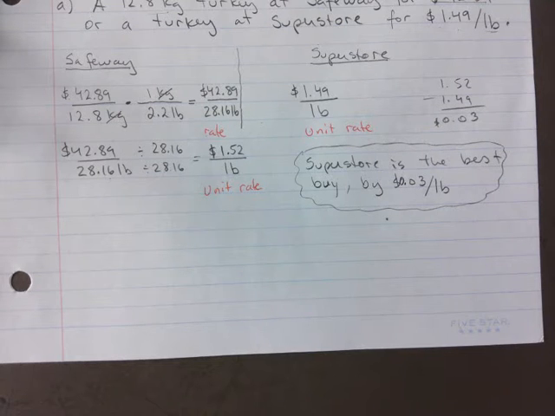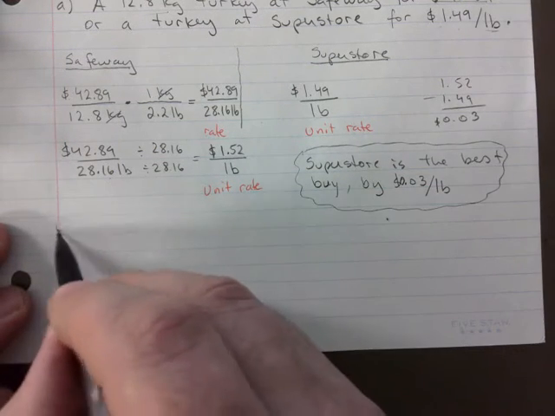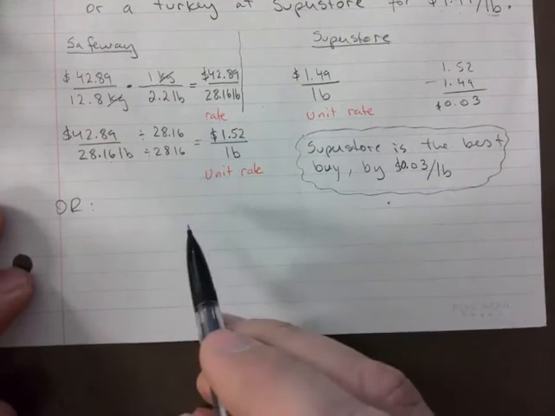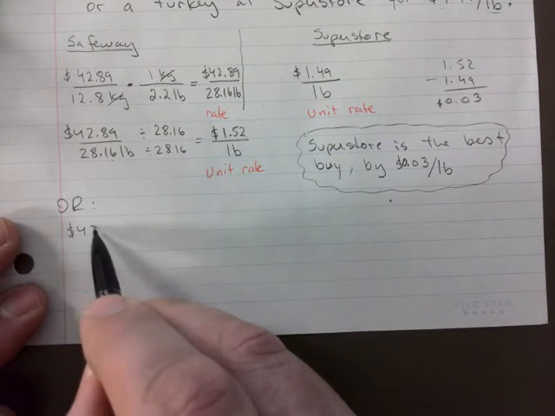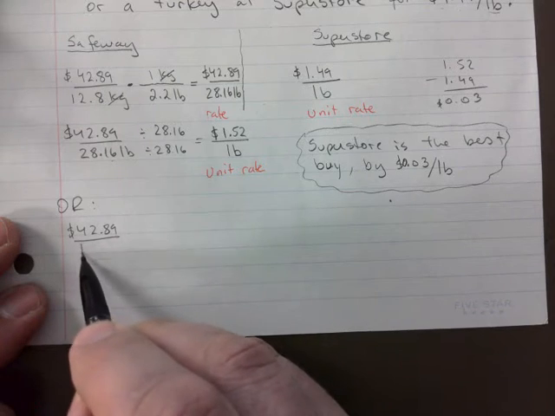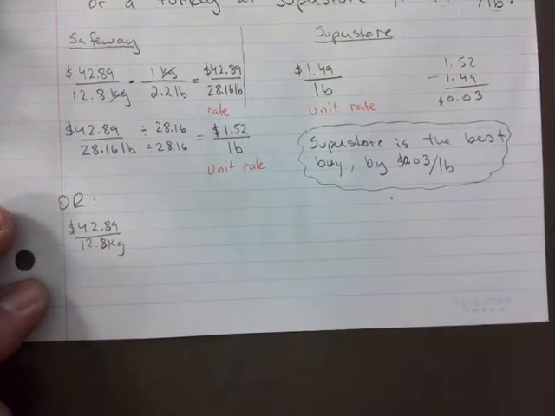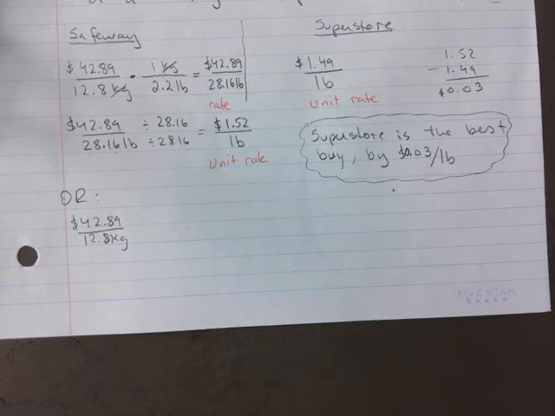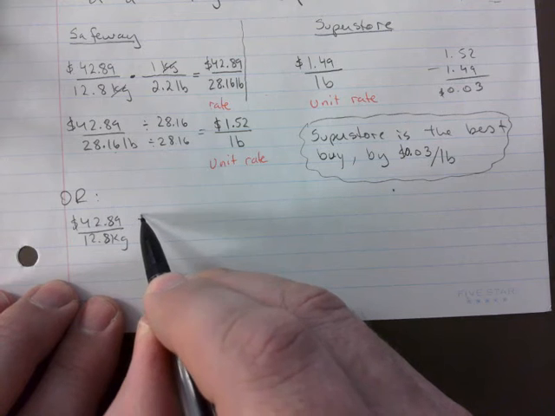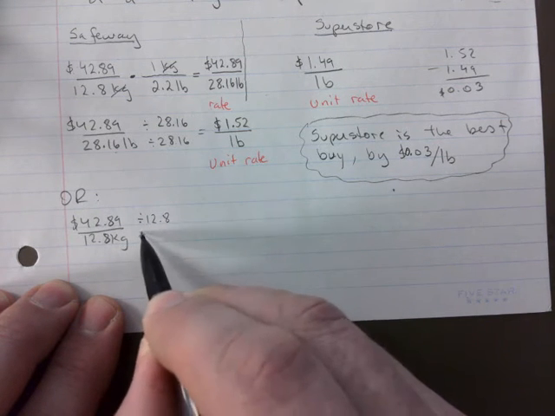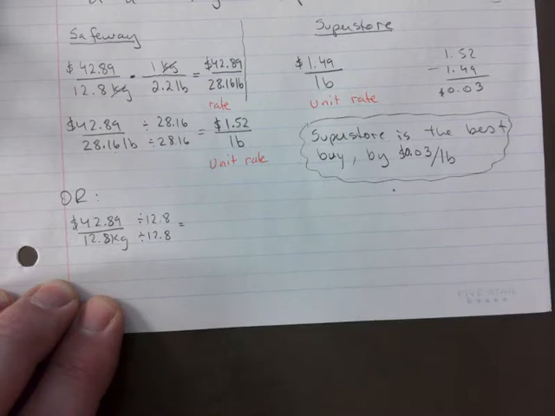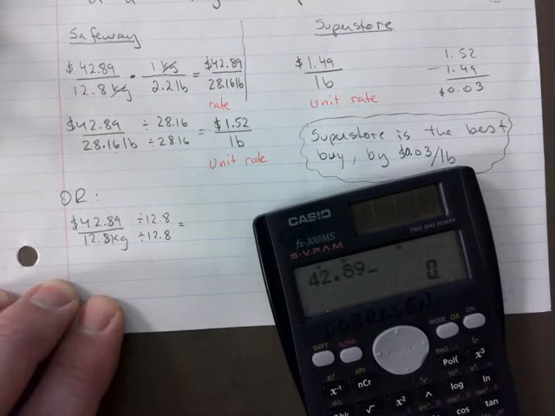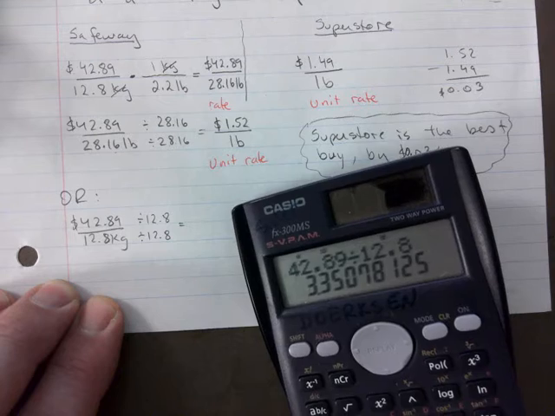Is there a different way of doing it? Dollars per kilogram, right? You could have done that way. So I will actually do it so you know how that is done. Or, right, I'm going to go 42.89 over 12.8 kilograms. That is now a rate. All I have to do is turn it into a unit rate. So I will divide both by 12.8. That's 3.35.